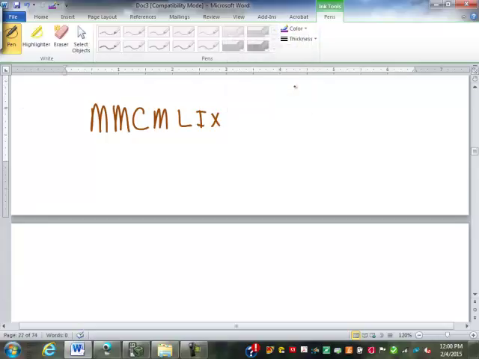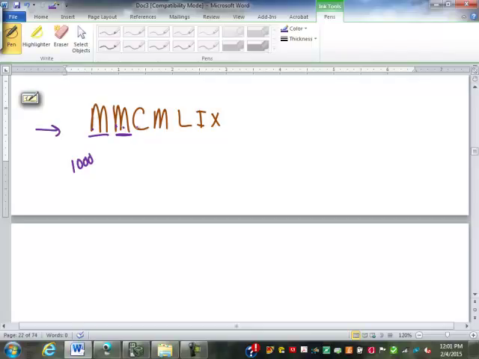So let's start with this one. We always start left to right. The first symbol is an M. We have to double check: is the next symbol smaller, equal, or larger? Well, the next symbol is equal. So the only time we would have to do anything here is if the next symbol were actually larger than this first one. And it's not. So the M is worth 1,000.